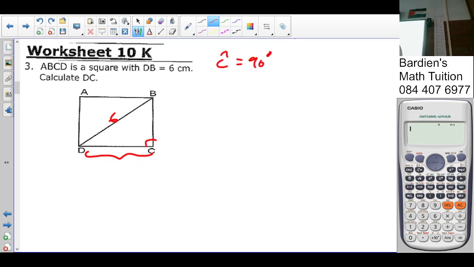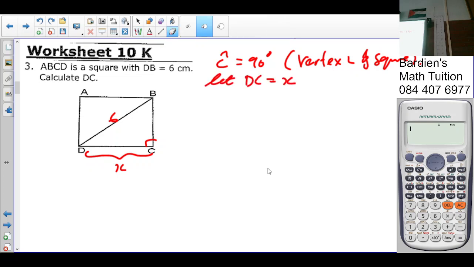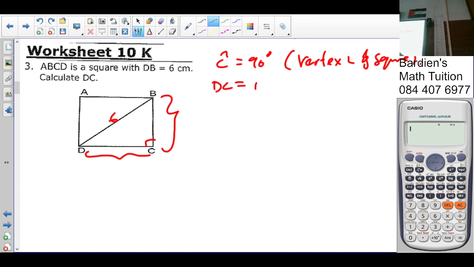Why is angle C 90? The vertex angle of a square is perpendicular. Then we know that DC is called x, or just leave it without the x. So DC is equal to, what's DC equal to? BC. Why is DC equal to BC? All sides are equal in the square.